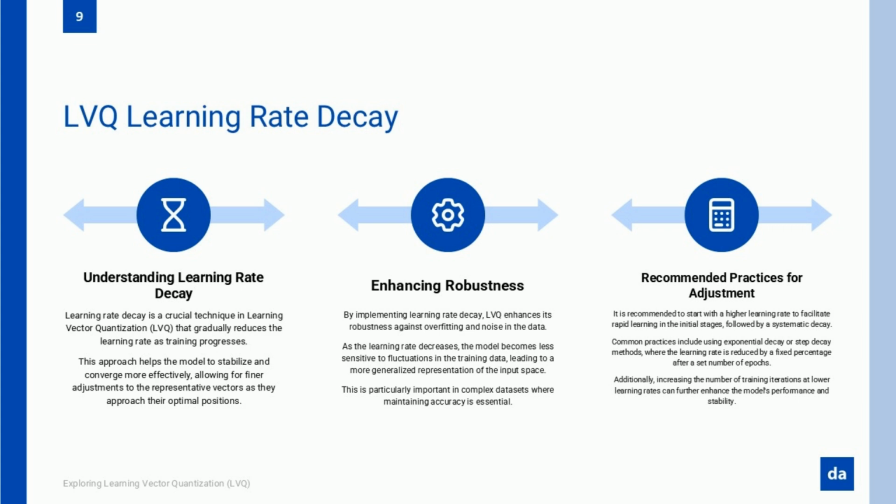And speaking of overfitting, that's a major concern in machine learning. If the model memorizes the training data too well, it won't generalize to new data. So how does LVQ handle this? And more importantly, what steps can we take to prevent overfitting and make our model robust? That's exactly what we're tackling in the next slide. Stay with me. This part is crucial.